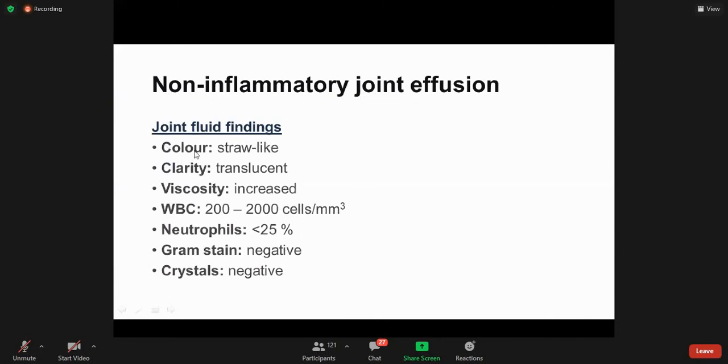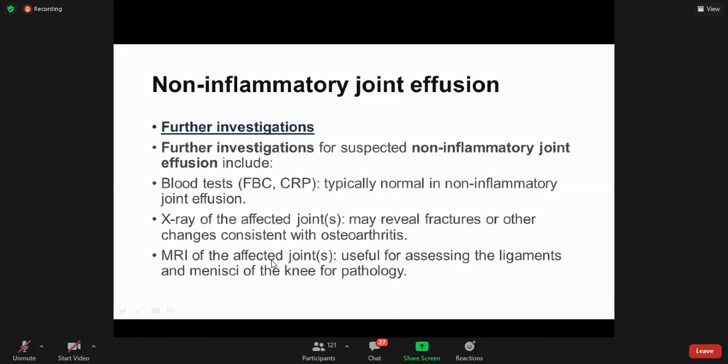So what would be the joint fluid findings in case of non-inflammatory joint effusion? We have discussed this in the table as well. The color would be straw-like. It would be clear, viscosity is increased, WBC count. So what would be the further investigations?